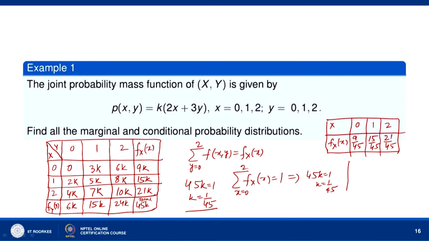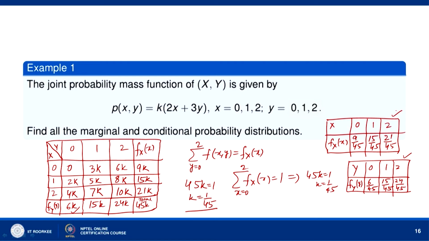Similarly we have the marginal density function of y. So 0, 1, 2. f(y). When y is equal to 0, we have 6k, so 6 by 45. When y is equal to 1, it is 15 by 45, and when y is equal to 2, it is 24 by 45. So this is the marginal density function of y, and this is the marginal density function of x.